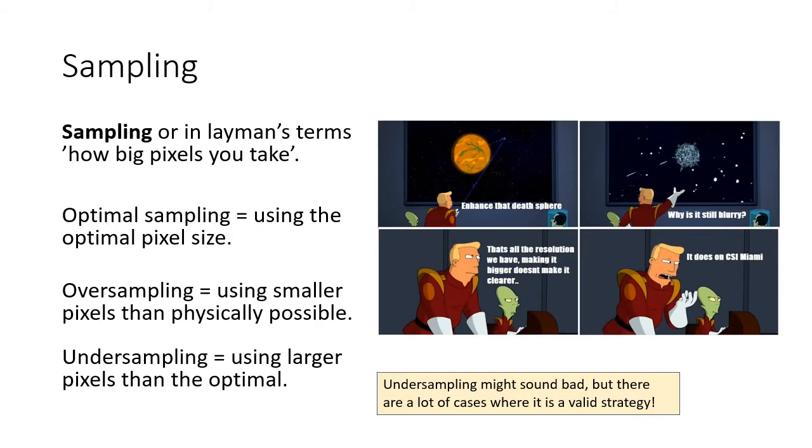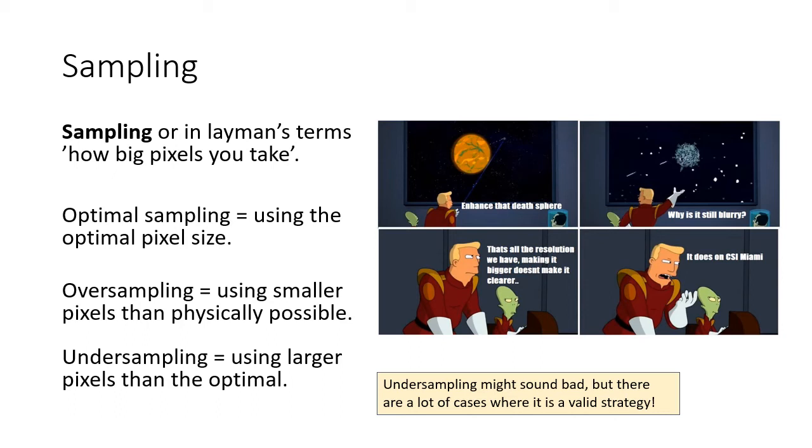Sampling basically means how big pixels you take. There is a physical optimal sampling where you basically do some mathematics, figure out what is the best your system can do, and then follow that. Then we have something called oversampling, where we use smaller pixels than physically possible. This is usually done if you want to deconvolve your pictures. And then we have something called undersampling, where we use larger pixels than the optimal ones. And as bad as this might sound, there are many cases where undersampling is a valid strategy.